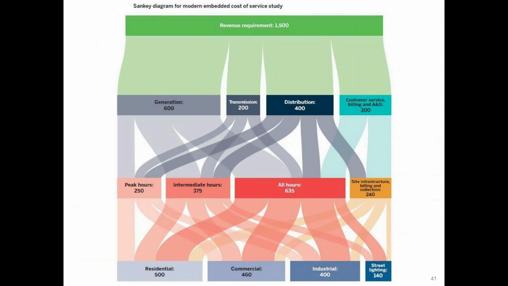However, we can come up with some more intuitive ways to show the results of cost of service studies. This is a Sankey chart and visually shows how the revenue requirement, up at the top, flows into functions like generation and transmission, then into time periods, and finally to the various customer classes. At each level, the costs add up to the revenue requirement of $1,500, but you can see how, at each step, the process splits up the costs to get the final result.